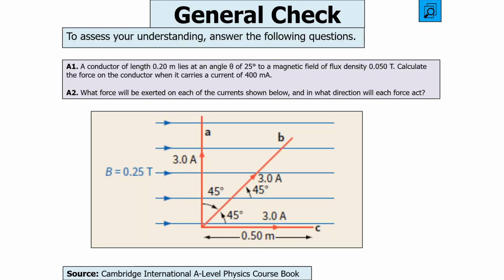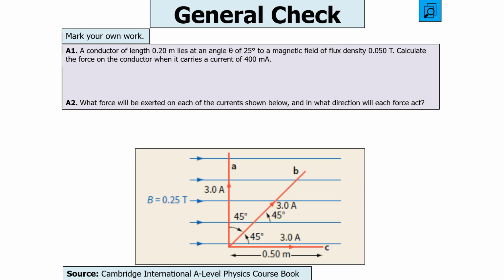The next question says, a conductor of length 0.20 metres lies at an angle of 25 degrees to a magnetic field of flux density 0.050 teslas. Calculate the force on the conductor when it carries a current of 400 milliamps. Then secondly, underneath you'll see a picture. What force will be exerted on each of the currents shown below, and in what direction will each of the forces act? So pause the video now, then unpause the video when you want to go through your answer.